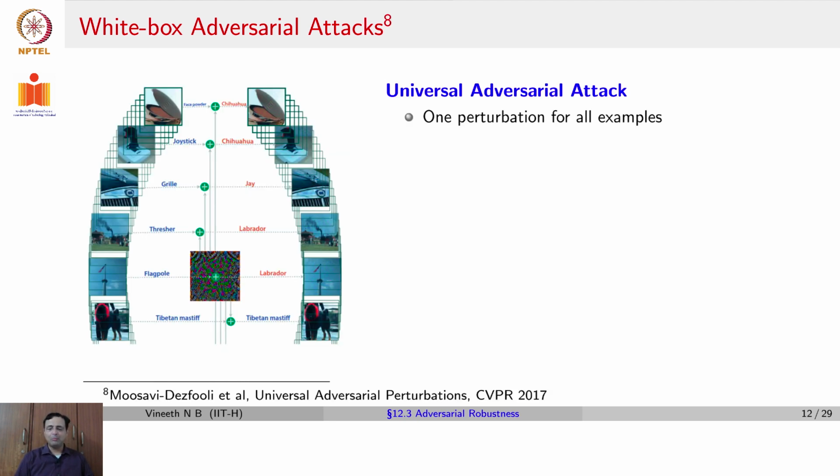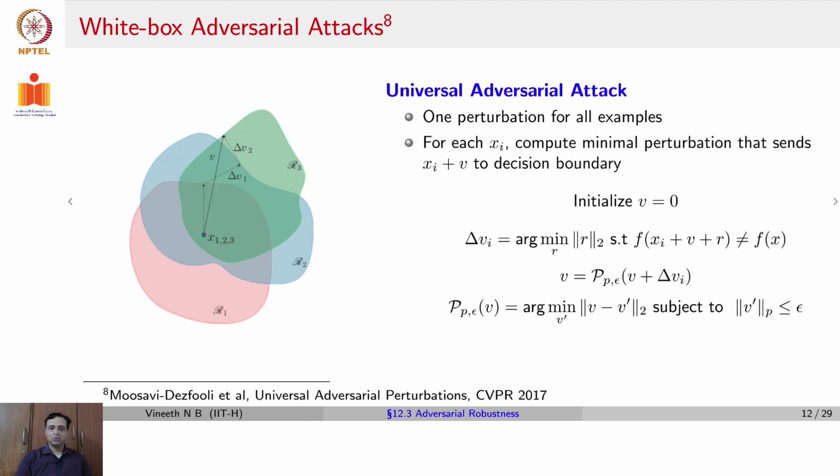The last white box adversarial attack we'll see is known as the universal adversarial attack. The goal here is to find one perturbation for all your examples. If you observed carefully, so far all the methods for adversarial attack tried to find a perturbation for a given sample that will fool the deep neural network model, but that can be laborious. So the aim here is to see if we can find one perturbation that will fool them all. How do you do this?